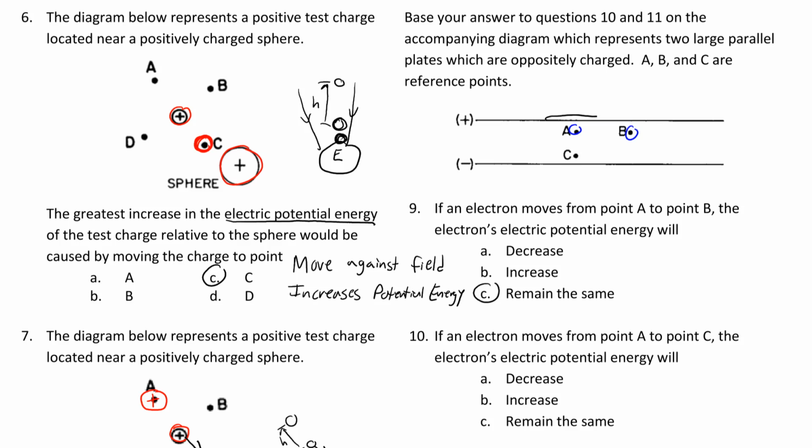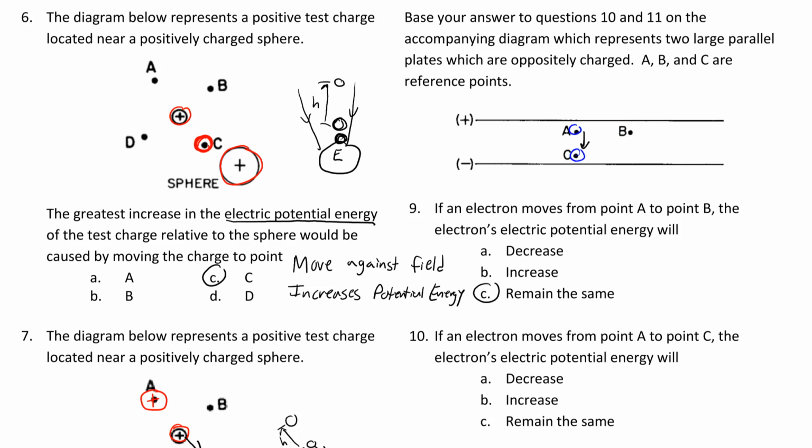So if the electron were to go to point C, which is what the next question is, it says if an electron moves from point A to point C, so now the electron is right here, and it went this way.